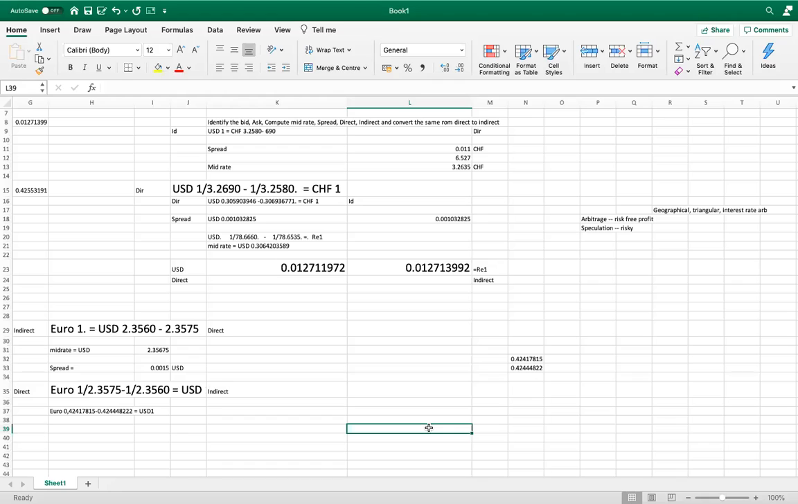You're going to identify direct quotation in which currency, indirect quotation, bid, ask, and then compute the mid rate, compute the spread in both, even before conversion and after conversion, right? So I'll give you 2-3 problems here.